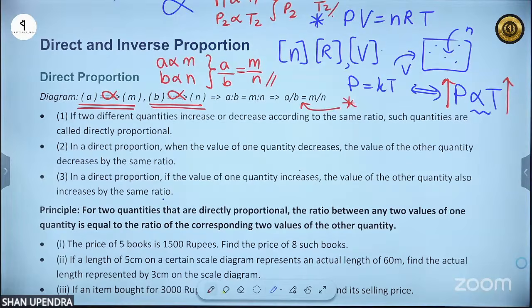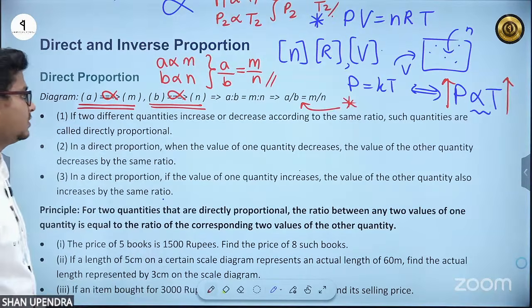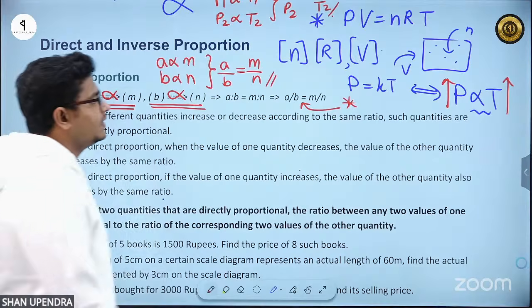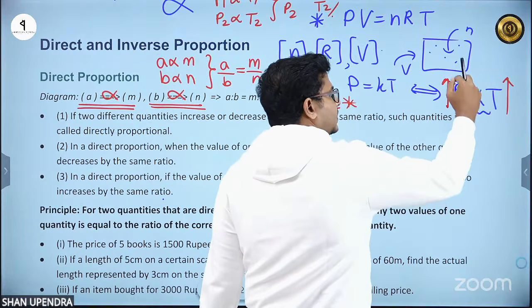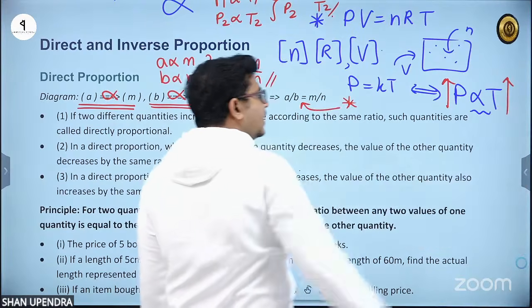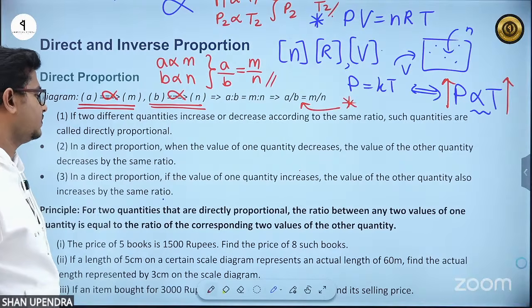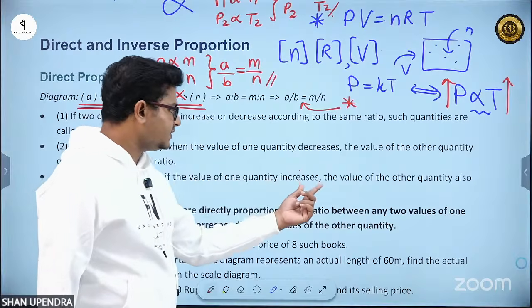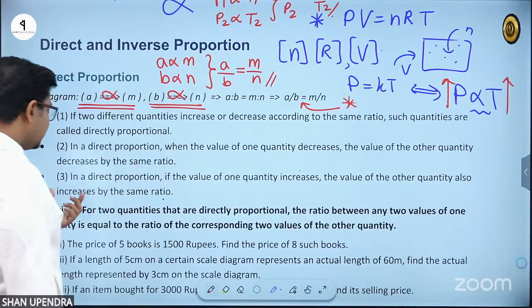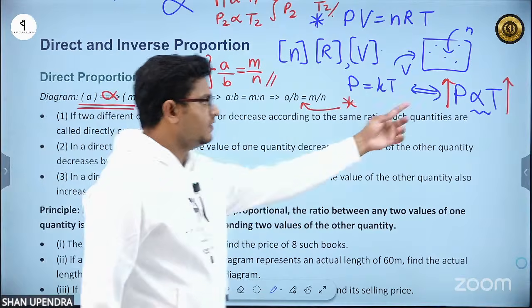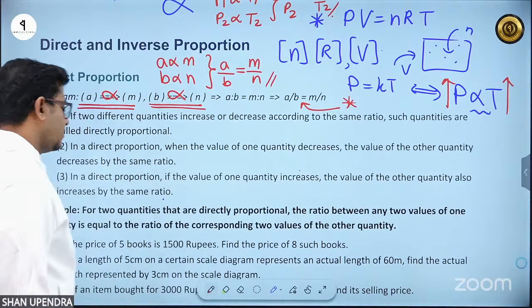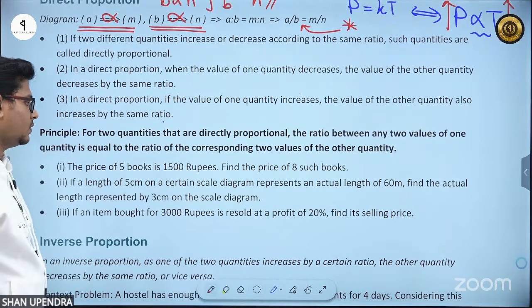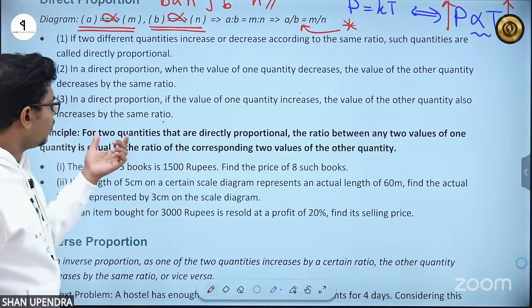In direct proportion, when the value of one quantity decreases, the value of the other quantity decreases by the same ratio. You can see that if I double this one, this T also doubles. If I take half the value of the pressure, the temperature also gets half the value. That is known as a direct proportional relationship. In a direct proportion, if the value of one quantity increases, the value of the other quantity also increases by the same ratio. Okay, if it is doubled, this one also doubles.